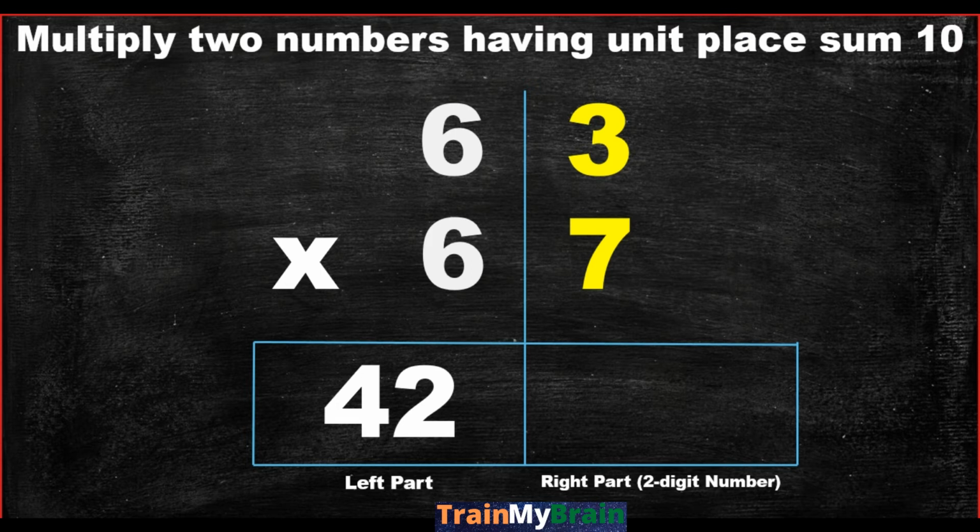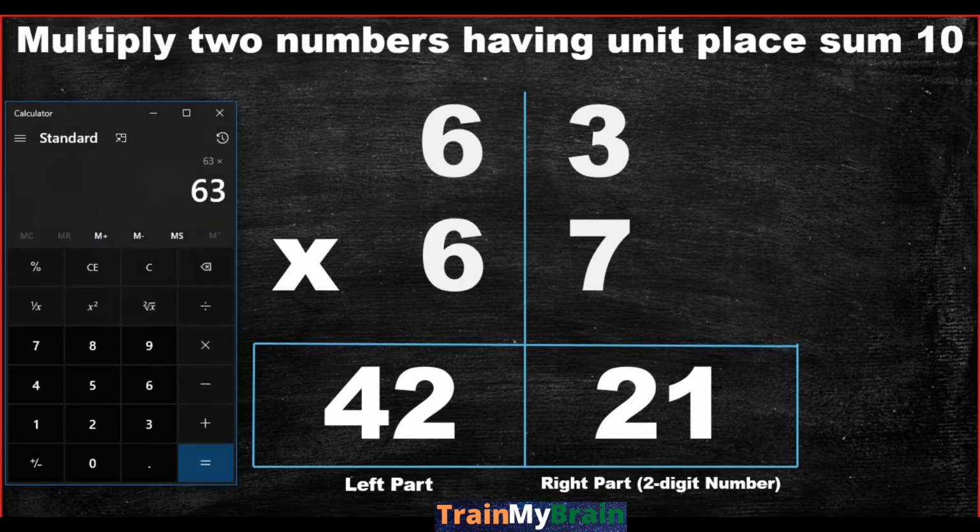For the right part, multiply both the unit places. 3 into 7 will give you 21. So the final answer will be 4221. Let's check whether our answer is correct or not. 4221. It's correct.